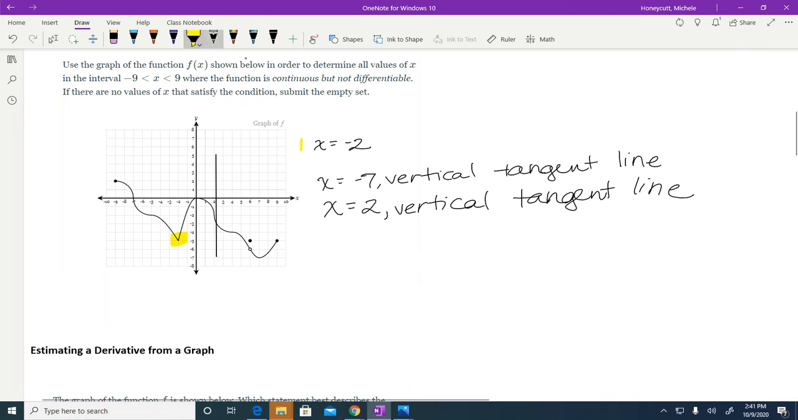Not seeing it. So the function is not differentiable at x equals -2 because there's a corner point, and not differentiable at x equals -7 and x equals 2 because there's vertical tangent lines there.